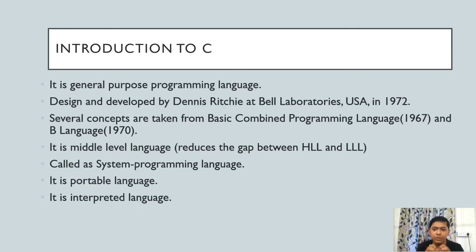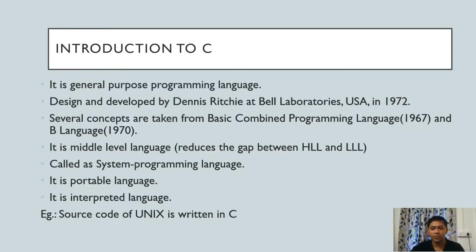Okay, it is an interpreted language. That means an interpreter converts the high level language into machine level language. That means whatever we write in C programming is high level language, and a computer is not able to understand all those languages. So an interpreter will convert this high level language into machine level language. Machine level language means binary code, which is understandable by the computer system. Okay, so that's why it is an interpreted language. One example you can see is the source code of Unix. Okay, that was developed using the C programming language.